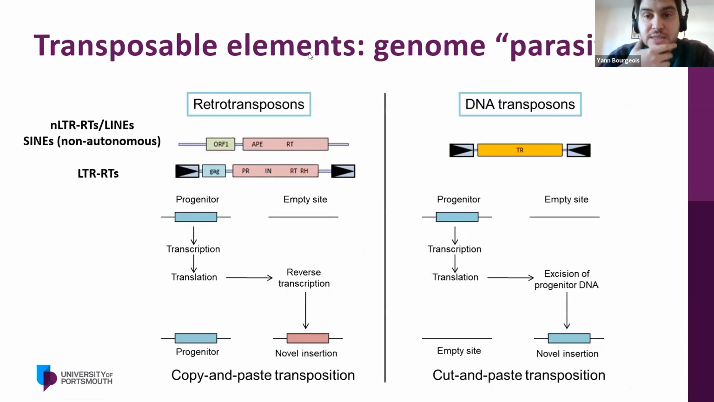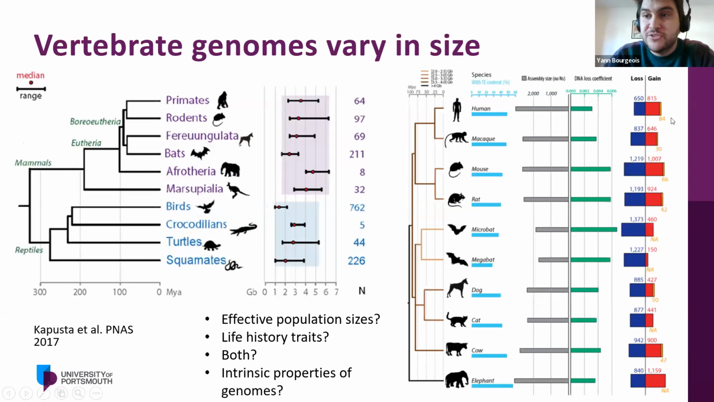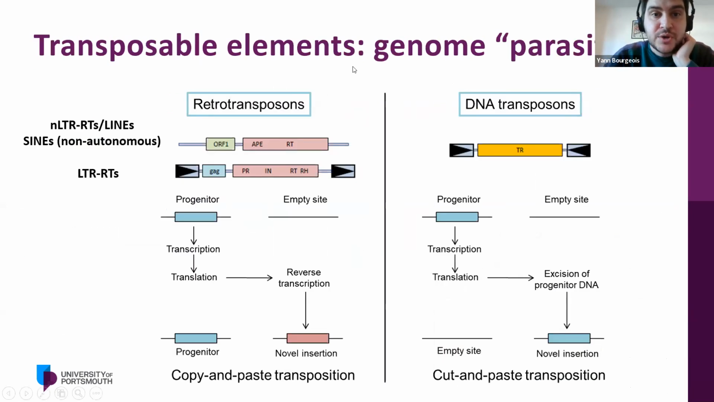So, as I said, a lot of these events of gains, a lot of these size gains, they seem to come from transposable elements. So I'm going to shortly introduce what they are. They are often described as genome parasites. Transposable elements are DNA fragments in the genome that are able to replicate and insert somewhere else in the genome.